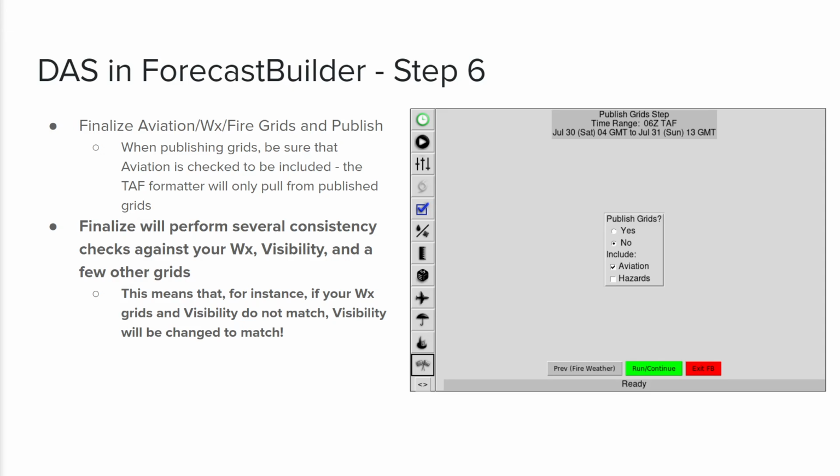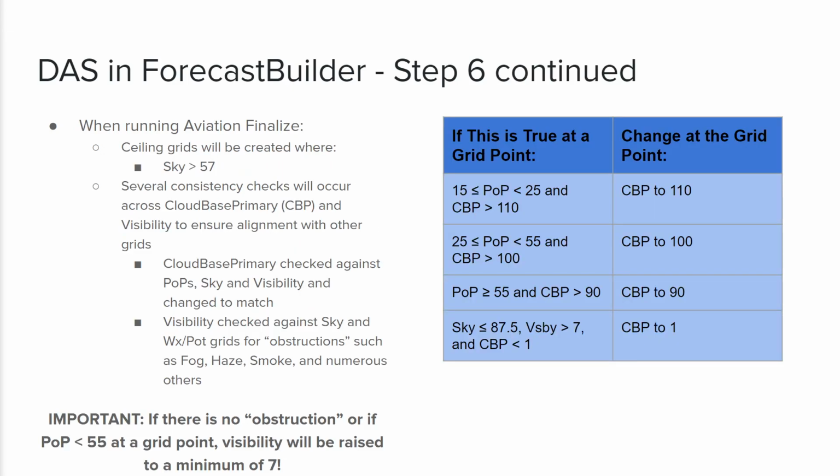There are some important checks that will take place during the finalize step that we'll detail in the next few slides. The important takeaway is that if some aspects of your grids do not match, they will be changed to do so. As mentioned previously, a really big place this can happen in aviation is your visibility versus your weather grids, where you may have low visibilities but haven't added any obstructions such as fog. We'll detail this a bit more here in these next few slides.